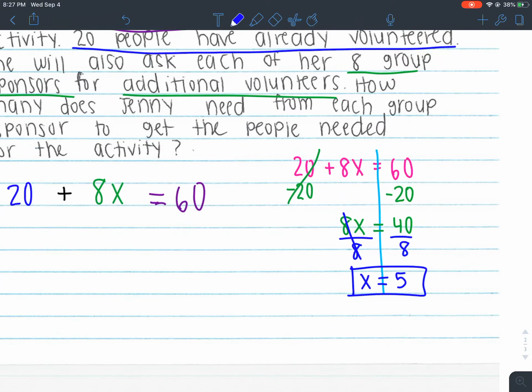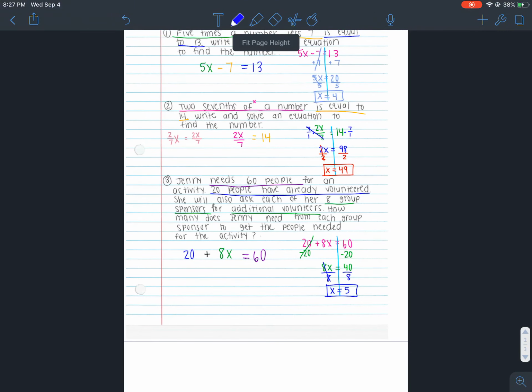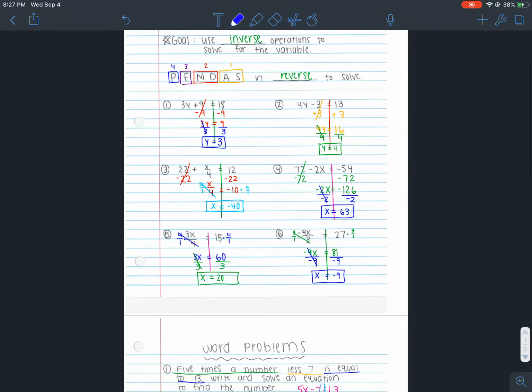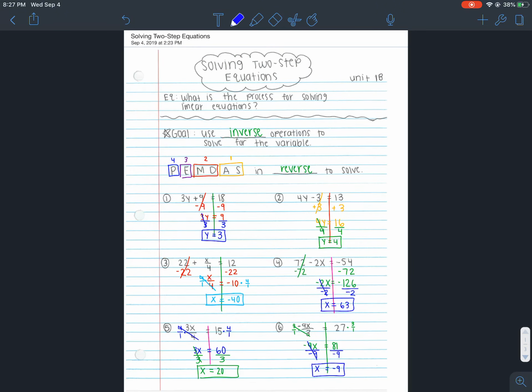But that is it for this section, or these notes actually, solving two-step equations. Please feel free to come in and ask questions if you need anything, any help at all.